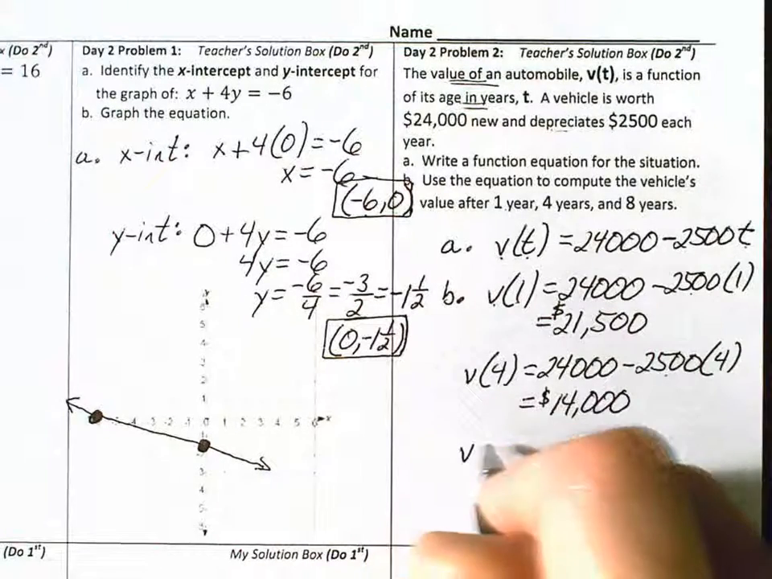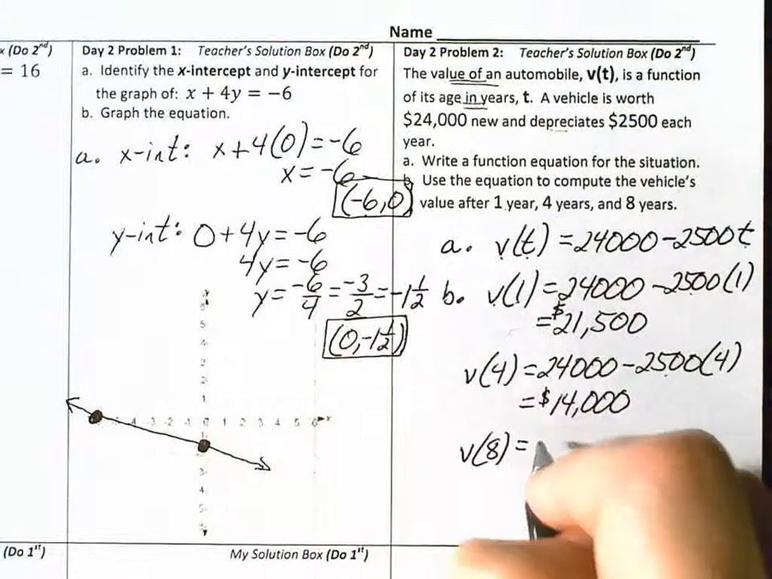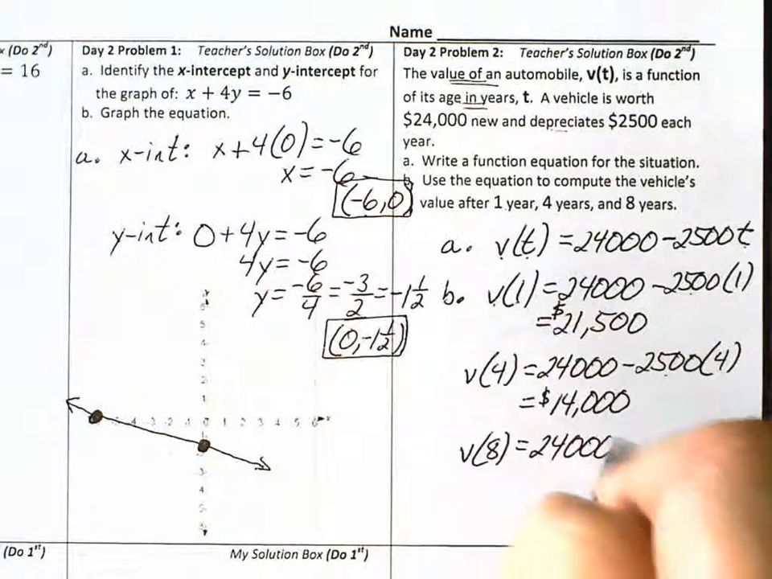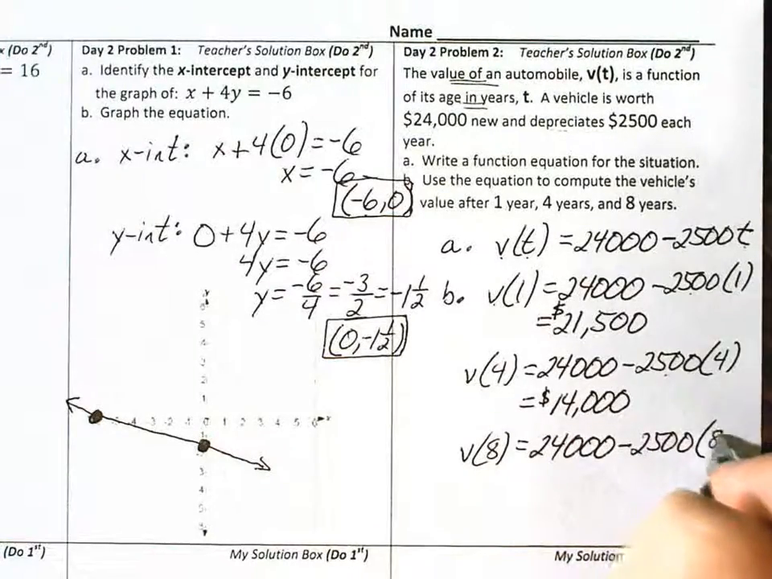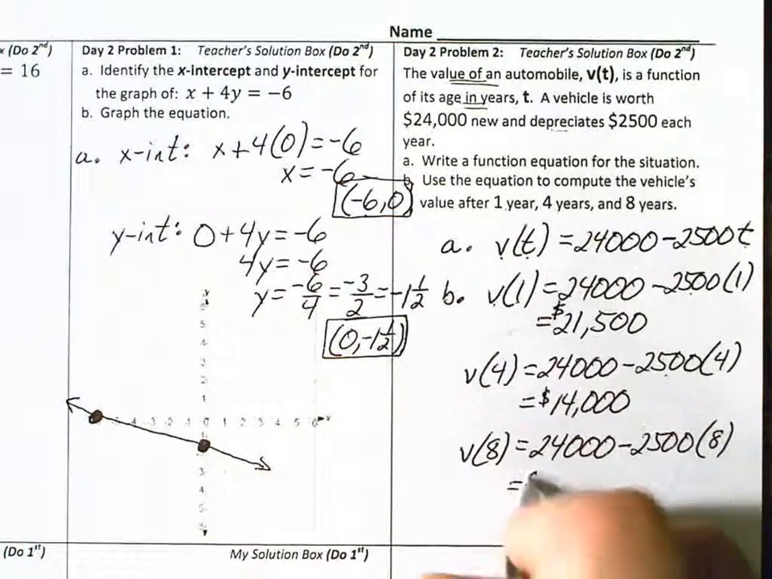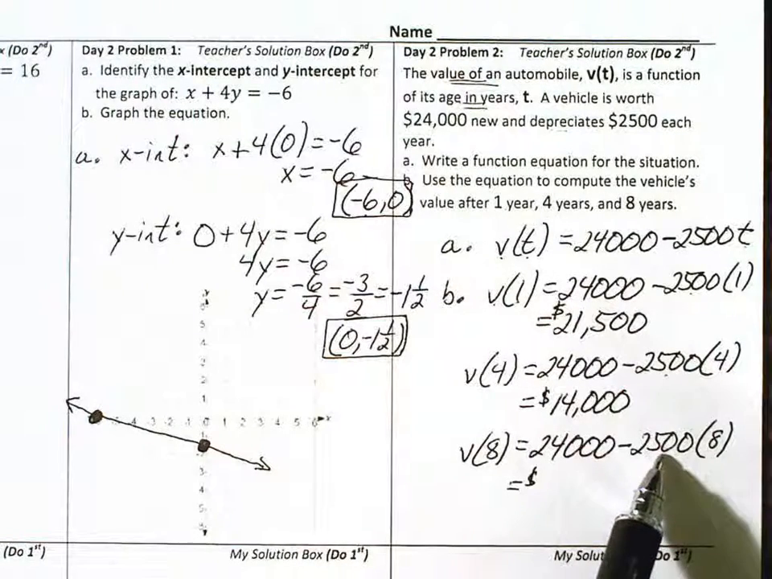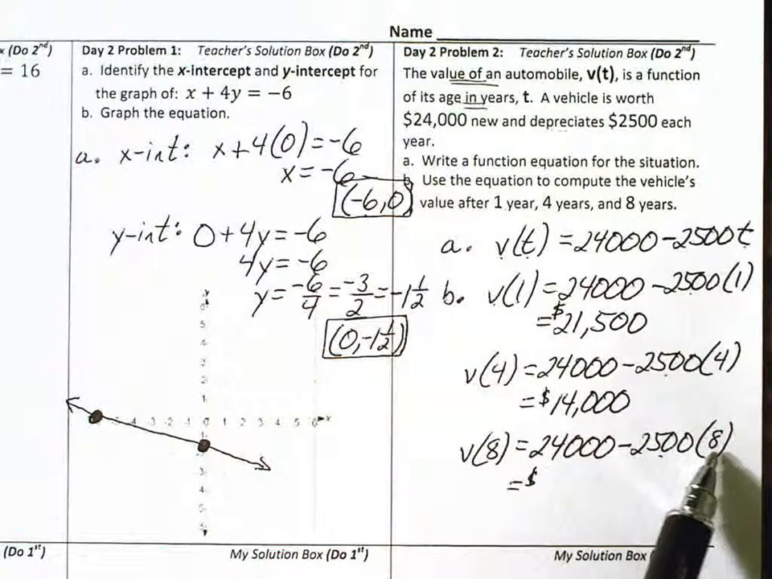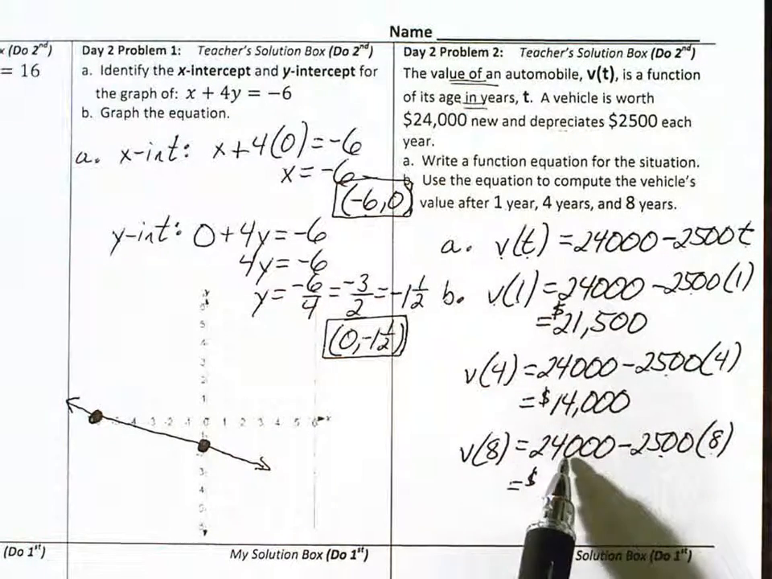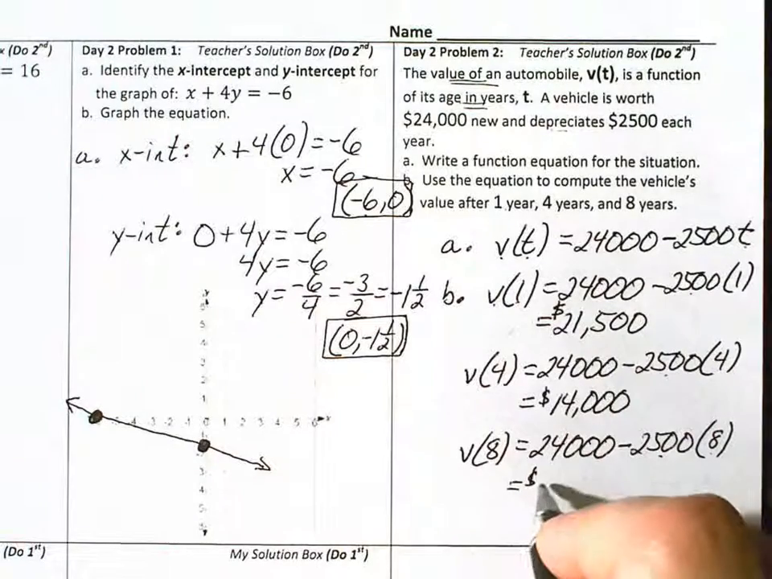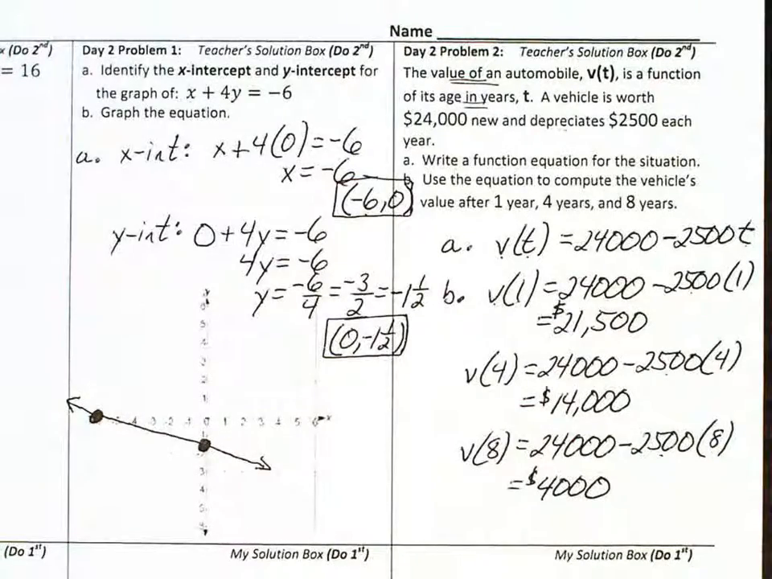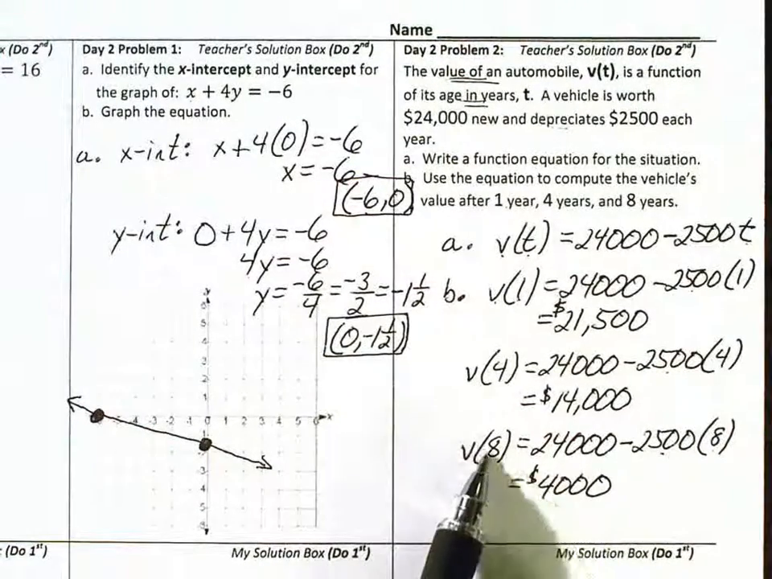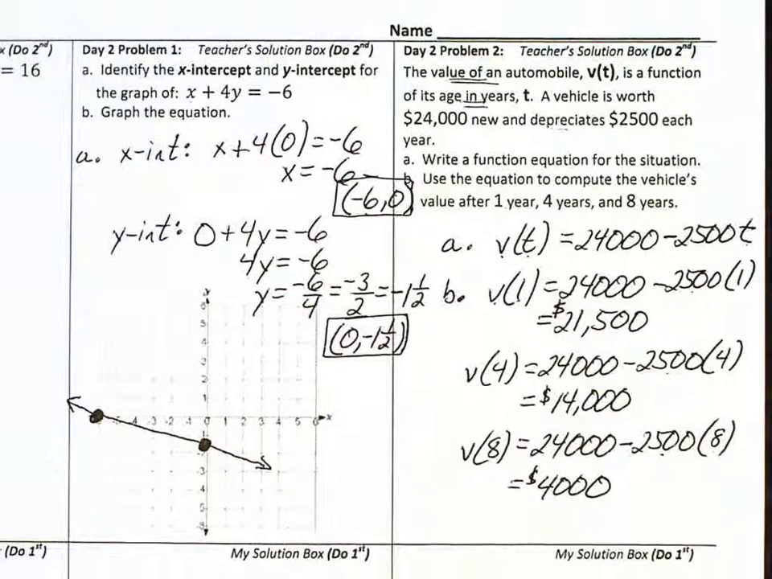Now let's get the value of an 8-year-old vehicle, V of 8. That's $24,000 when new. Subtract 2,500 times 8. Let's see what this is equal to. Since 2,500 times 4 was 10,000, then 2,500 times 8 is 20,000. So 24,000 subtract 20,000 is $4,000. Our vehicle when new is worth $24,000, but when it's 8 years old, it's only worth $4,000.